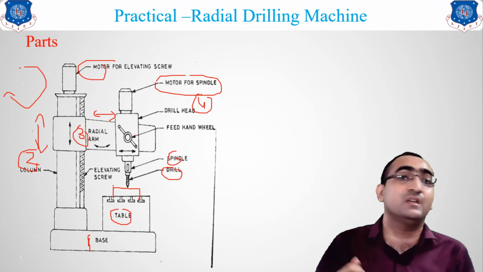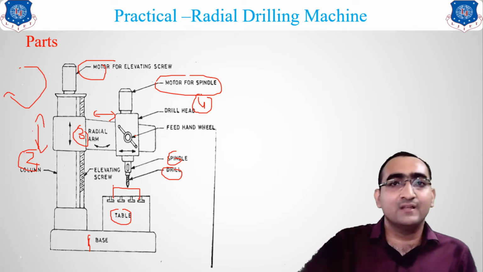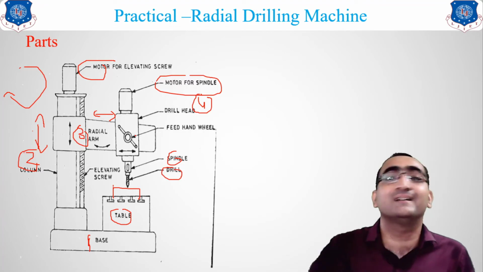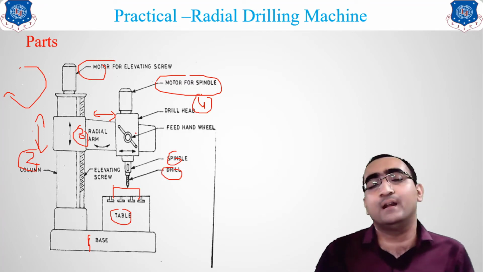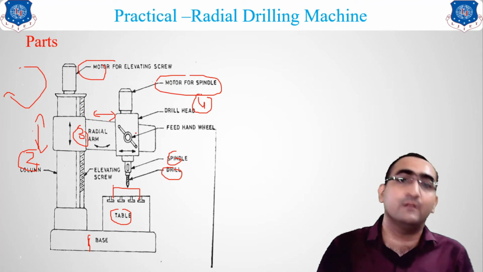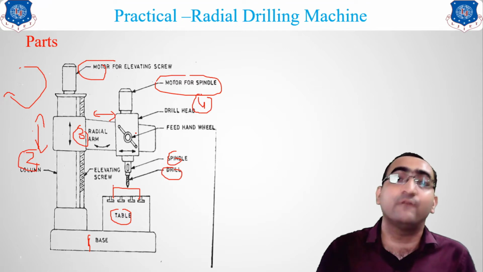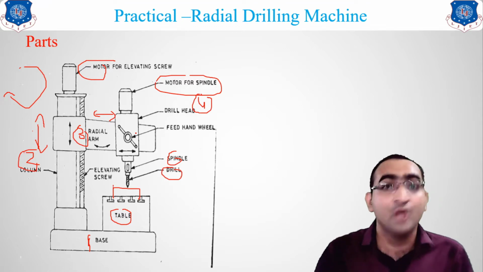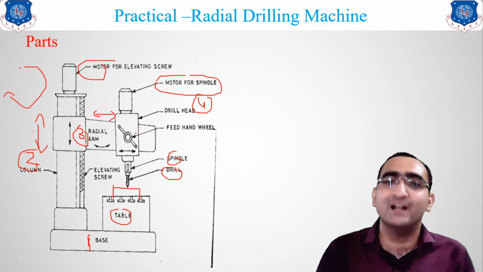So this machine gives you three types of motion: horizontal adjustment, vertical adjustment, and the third one, the radial adjustment. So these are the parts of the radial drilling machine, and now we will be seeing these parts actually on the machine, followed by the drilling operation, how it is done on a workpiece. So now let us move towards the actual parts of this radial drilling machine.